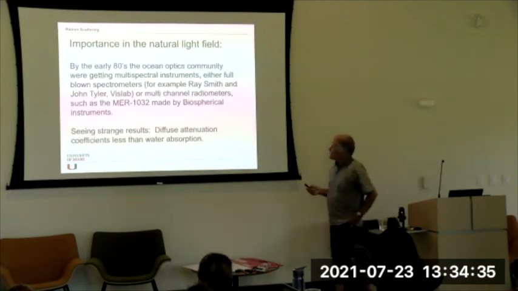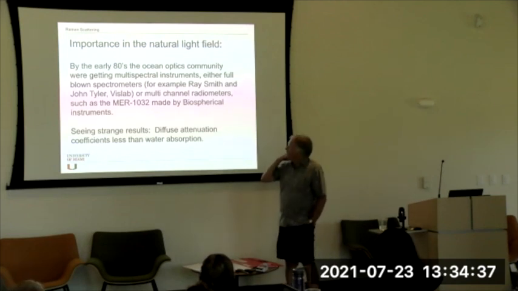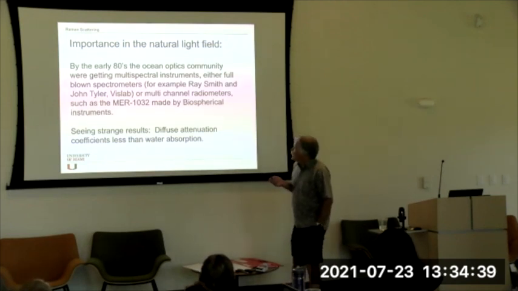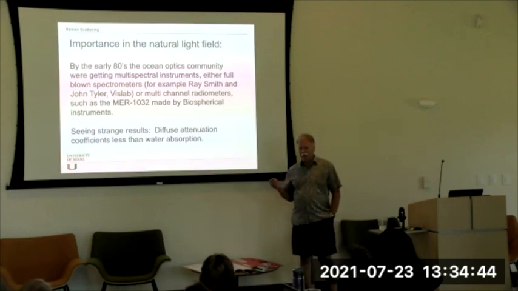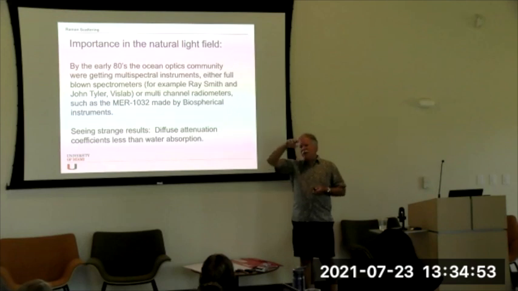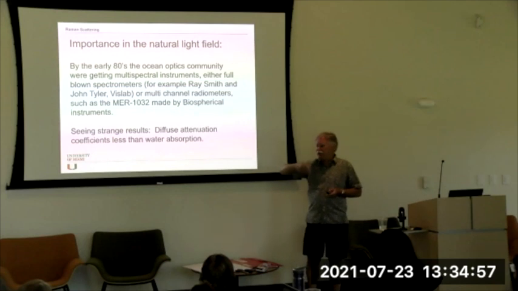Importance in the natural light field. Back in the early 80s, we just started getting multispectral instruments. Before then, people would have 1 wavelength radiometers. Oftentimes, they would be called photopic, meaning that they're basically centered around eye response, around 550 or so nanometers.